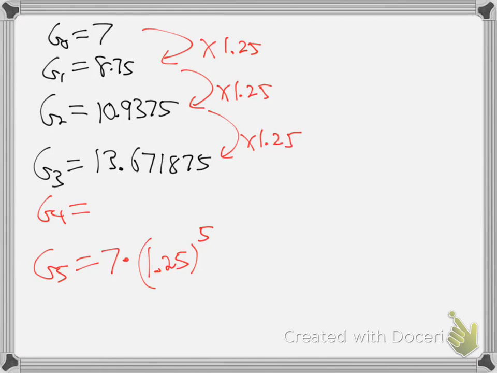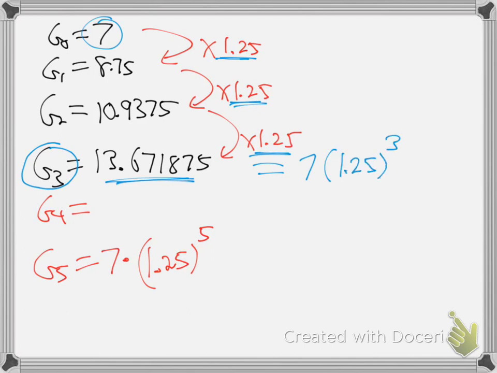Yeah. Beautiful. Does everybody see what Tala's seeing there? Yeah. So in other words, like look at the third term, for example. How do we get this number, the third term? Well, we started with 7, and we multiplied by 1.25 3 times to get to G3. Right? In other words, G3 equals 7 times 1.25 to the third power, doesn't it?